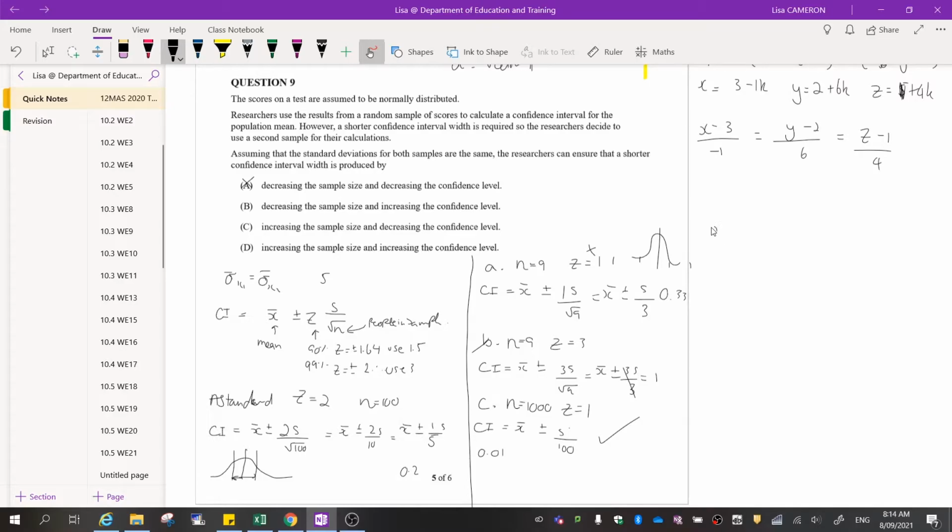Let's double check what happens to D. Increasing the sample size, let's let it equal 1,000, and increasing the confidence. So let's let Z equal 3. Okay, so the confidence interval will be given to you again by x̄ plus or minus Z equal to 3, s over 100. So this is like 0.03. So even though this one has also decreased it, this one has decreased it by the most. So C is our more correct answer.